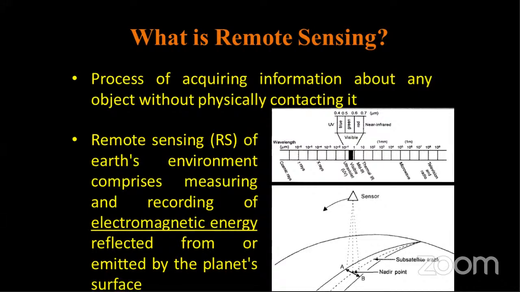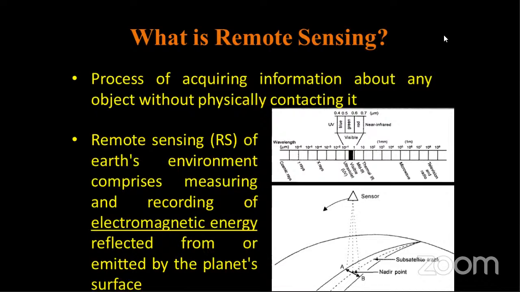So when we talk about remote sensing, it relates to all the remote sensing that we do, whether it is planetary remote sensing or Earth environment remote sensing. Everything is included in remote sensing per se. But when we talk about remote sensing of the Earth environment, it is measuring and recording of electromagnetic energy that is reflected from or emitted from Earth surface features.